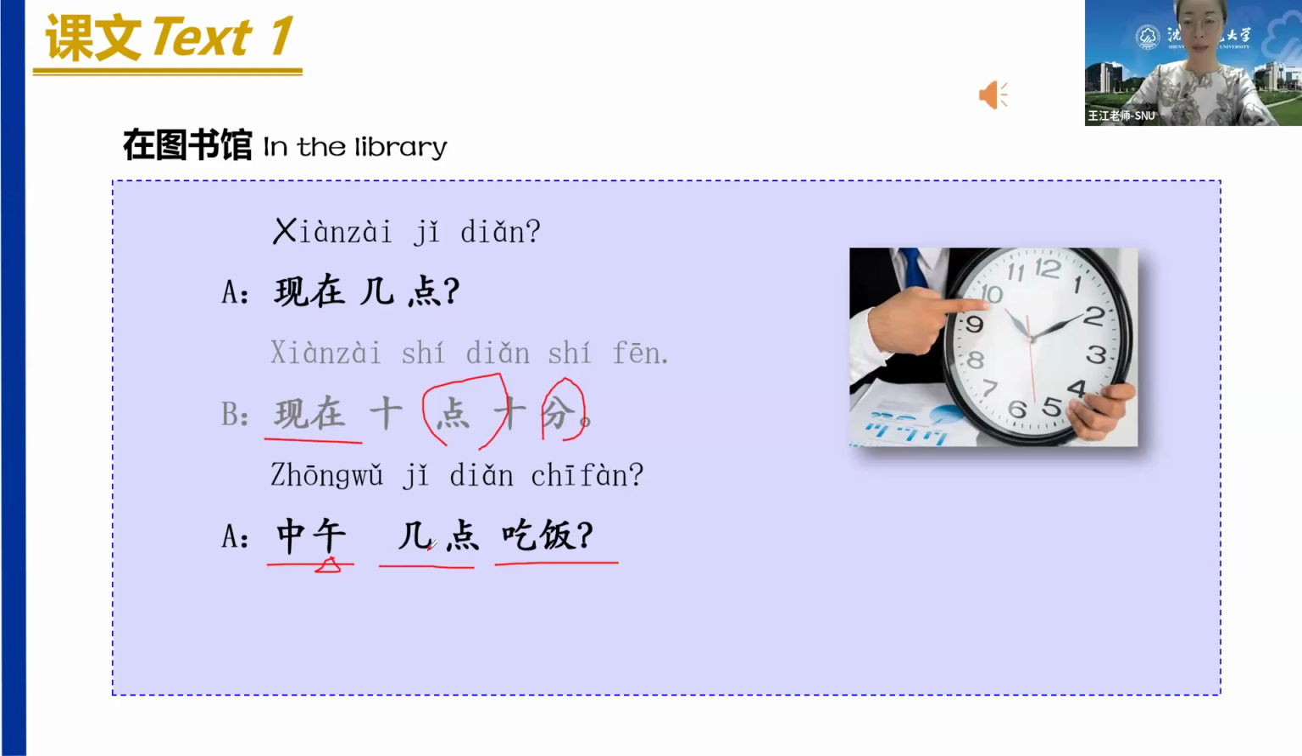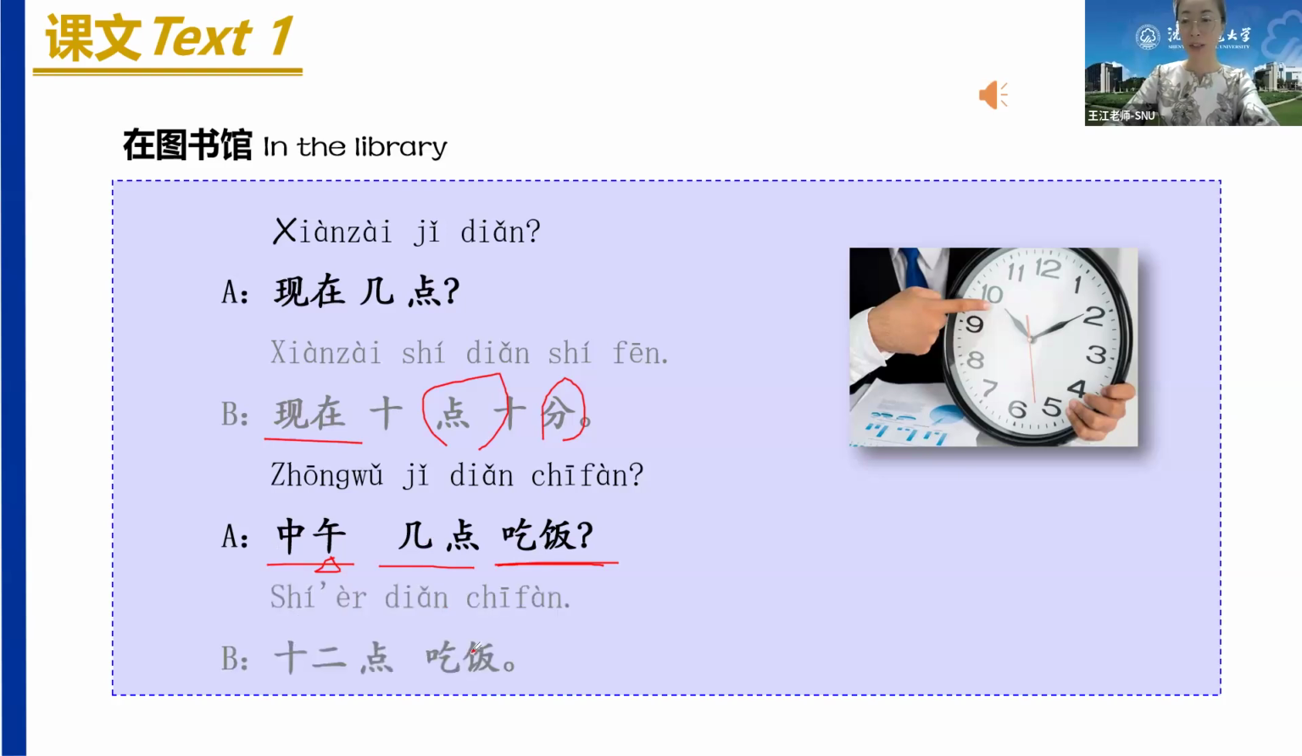中午几点吃饭？What's the meaning? Go on to answer my question. 中午 means noon and 点 means o'clock. 吃饭 means to eat a meal, when we have our lunch meal. 几点, what time or when? When do you have lunch at noon? 中午吃饭, when do you eat a meal at noon?